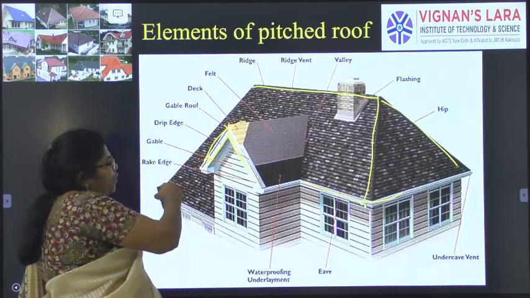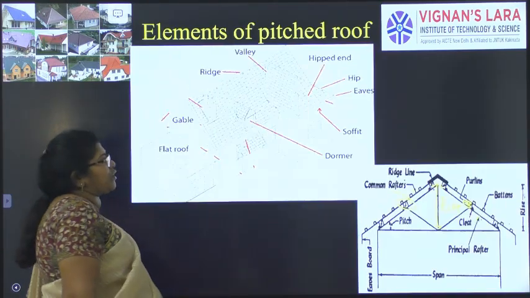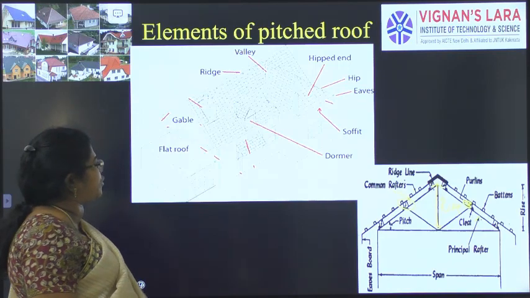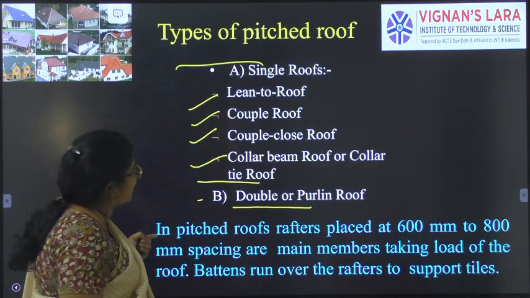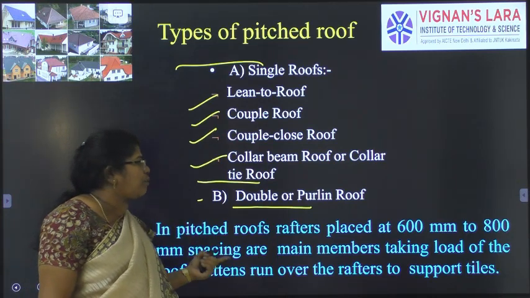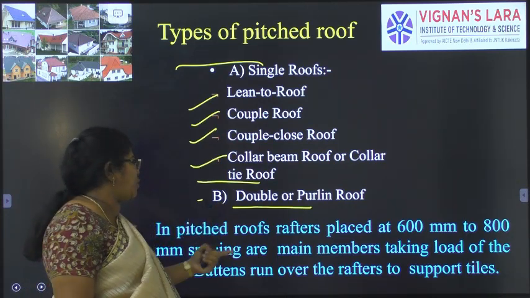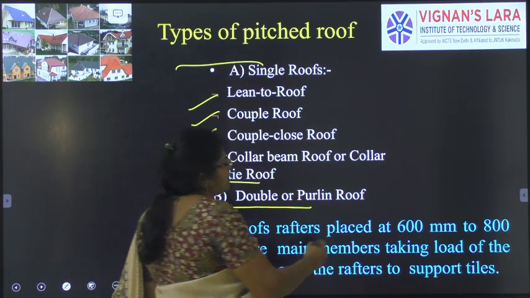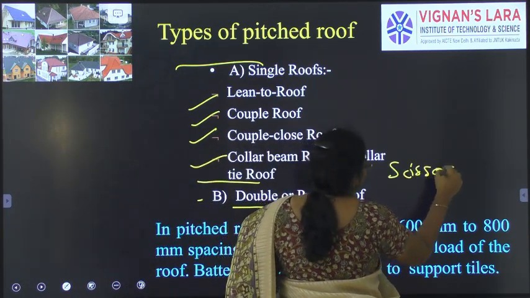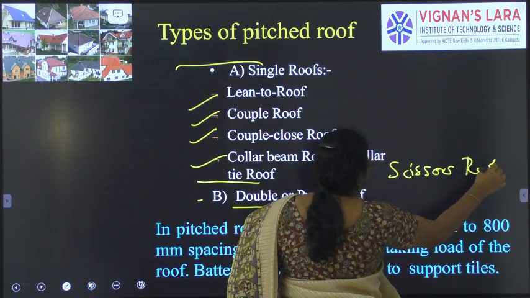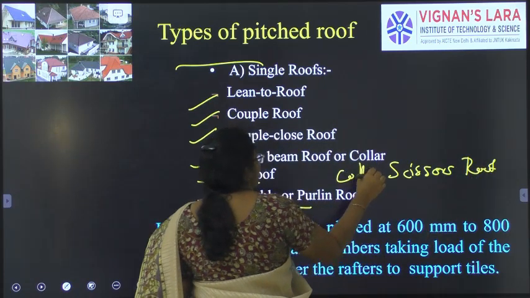So this is the sloping roof, we call it the pitched roof. We saw what the elements in the pitched roof are. We saw what the types of pitched roof are. We saw what a lean-to roof is, what a couple roof is, what a couple close roof is, a collar beam roof, and we also saw the scissors roof, okay? Collar scissors roof, okay?